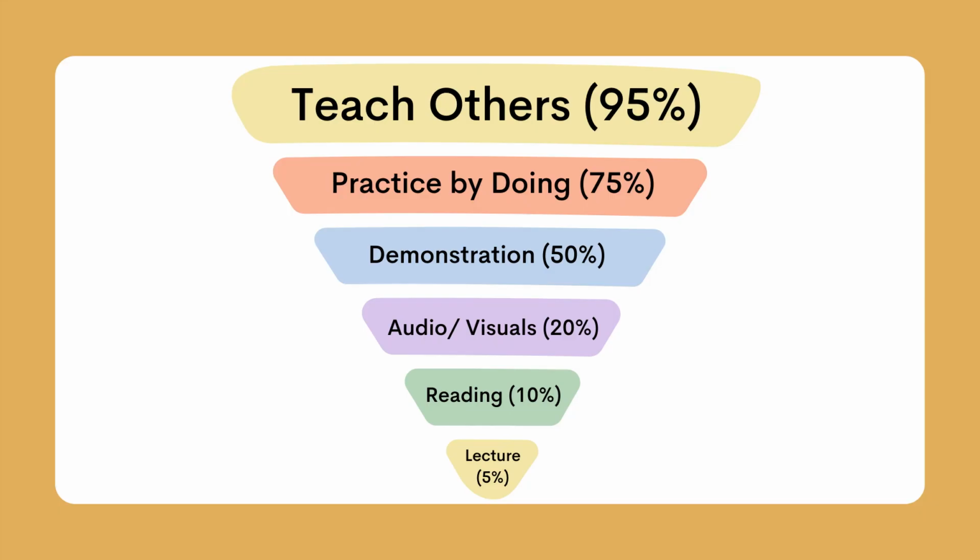Let's check our answers. As you can see, lecture is the least effective method in teaching. It can help learners retain only 5% of information shared with them. On the other hand, teach others, also called peer teaching, is the most effective method in teaching. It can help learners retain 95% of information shared with them.